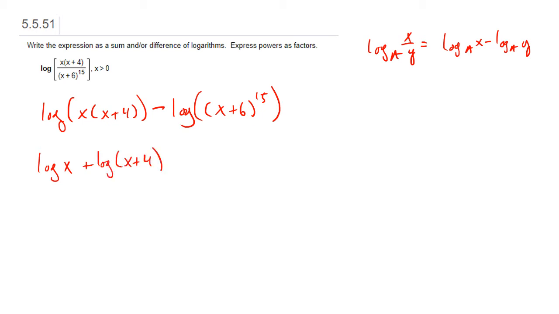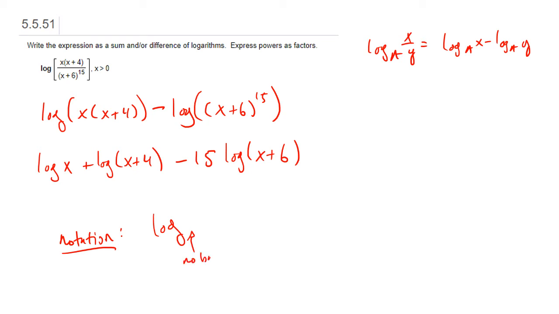And this second term, I can bring out the power of 15 as a factor. Again, I cannot split up this logarithm of x plus 6 in any way. Now a note on notation. Here we're just writing log, where we are leaving no base written.